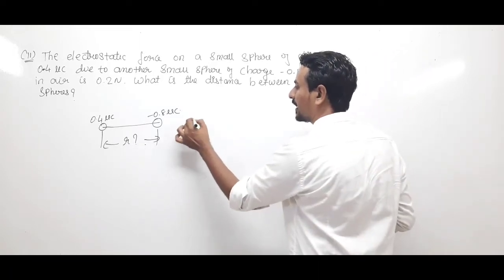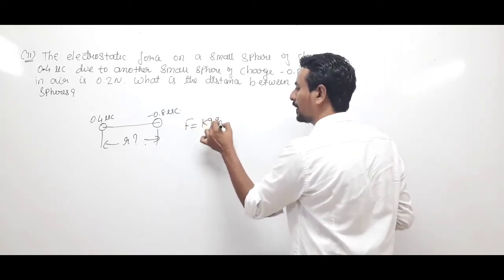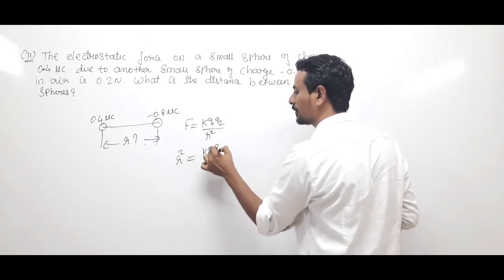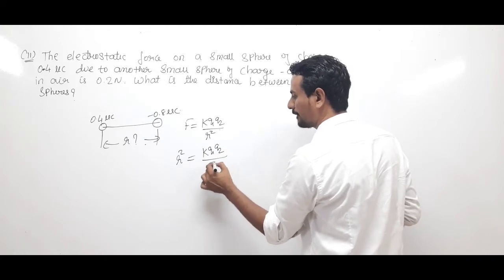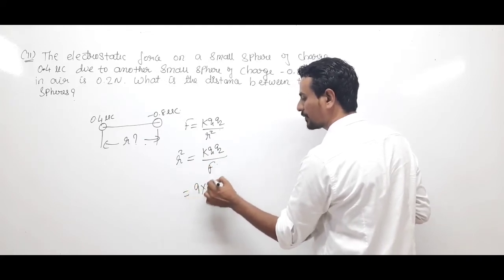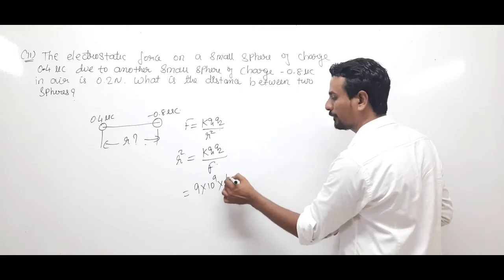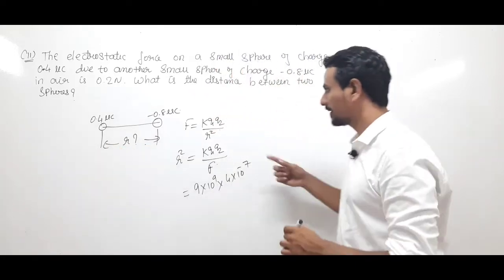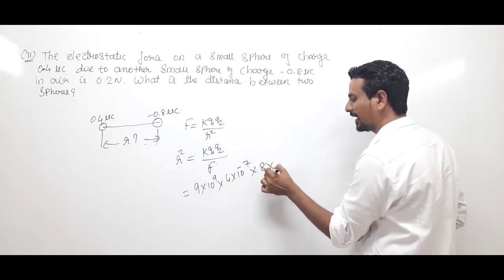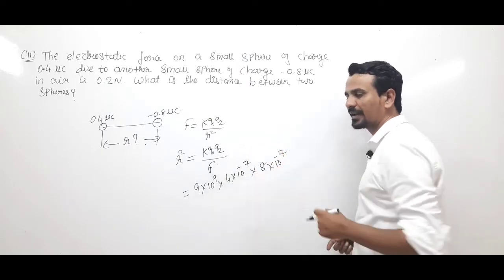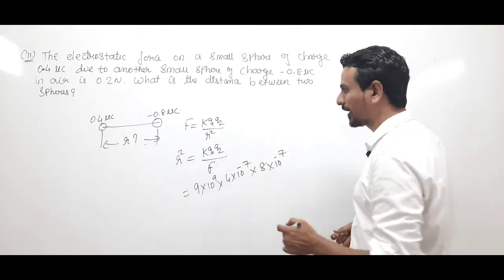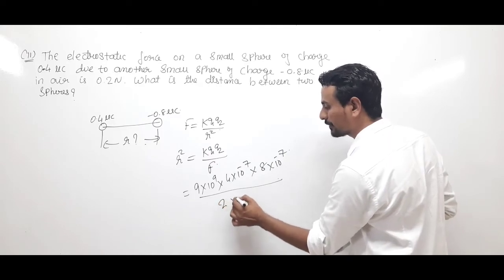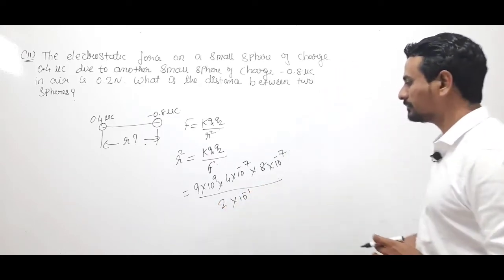Okay, so using the formula, F is equals to K Q1 Q2 by R square. So R square will be K Q1 Q2 divided by F. So this is 9 into 10 raised to 9, Q1, that is 4 into 10 raised to minus 7. It is 0.4 microcoulomb, and this is minus 0.8, so it will be 8 into 10 raised to minus 7. Minus sign represents that the force is of attractive type. That's it. And force is 0.2 Newton, so that is 2 into 10 raised to minus 1. Fine.